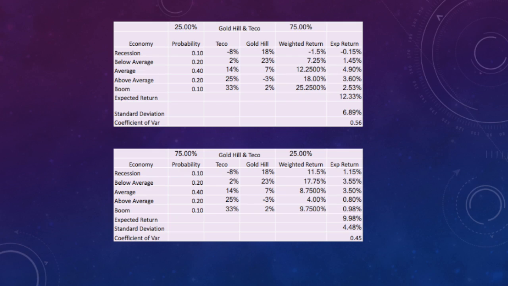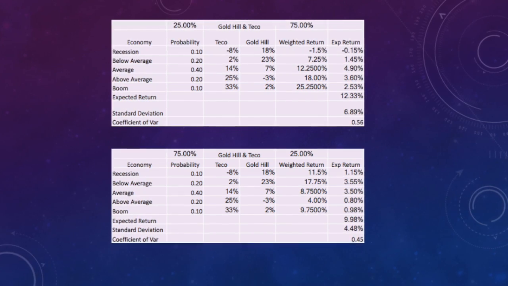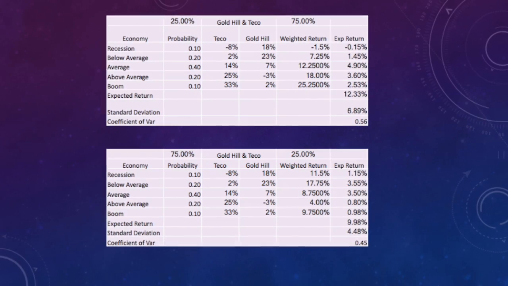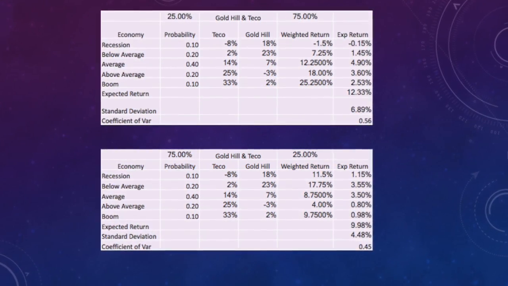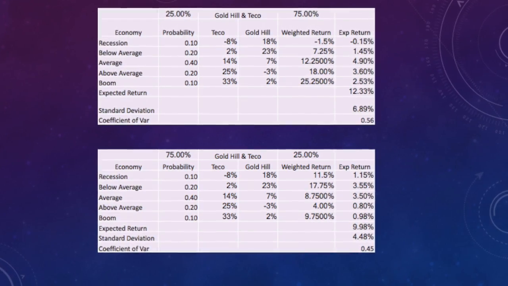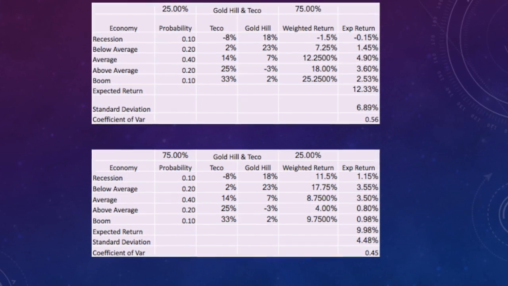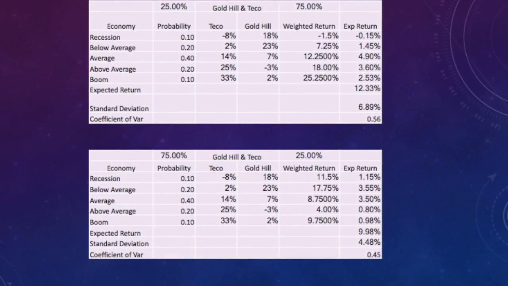Both of the portfolios shown for question 4 help decrease the standard deviation overall. However, they don't decrease the standard deviation and coefficient of variation as much as the first portfolio with 50% TICO and 50% Gold Hill.